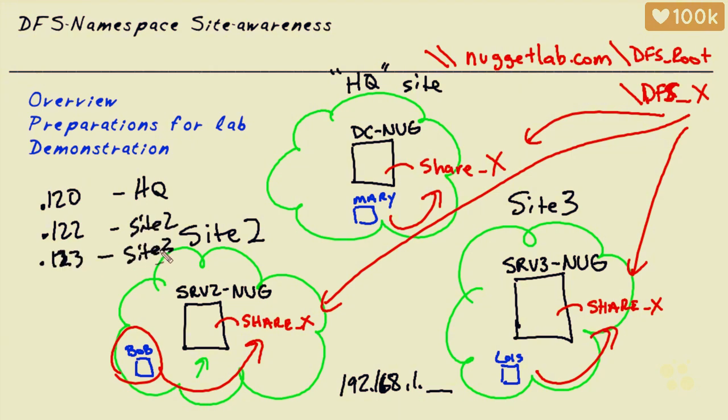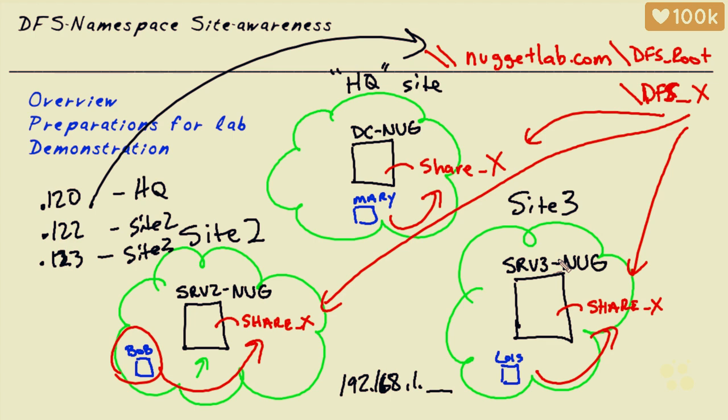And that way in the lab, what you can do is you can change the IP address on your client to .120, .122, or .123, reboot it, because there's a lot of caching that goes on, but reboot it, and when it comes up with the appropriate IP address, you can make a request to that namespace, and it will refer you to the location based on the site it believes you're coming from, whether it's HQ, Site 2, or Site 3.